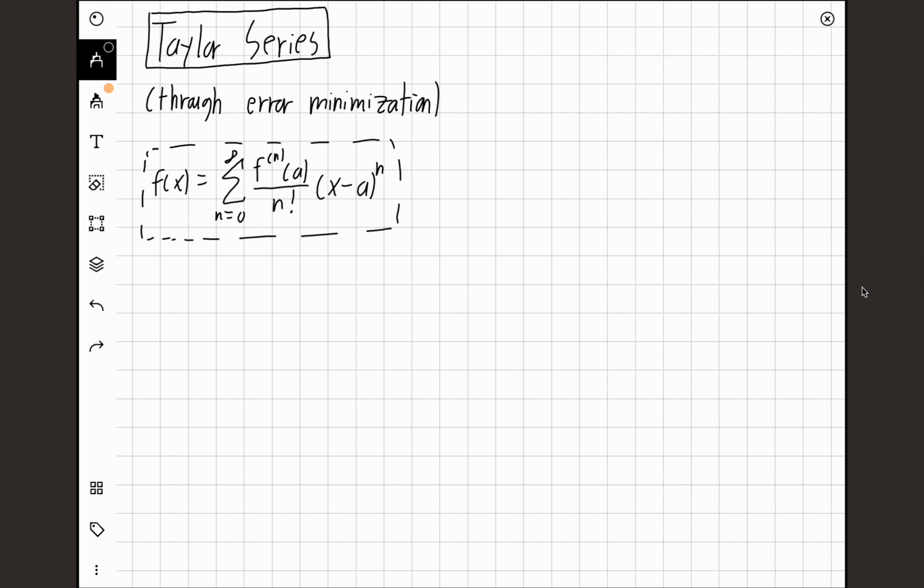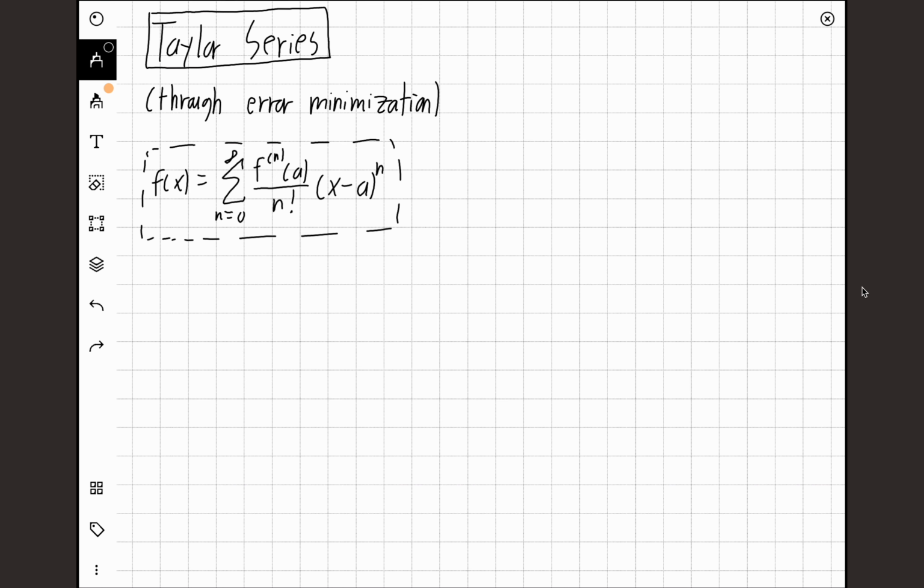Today we have a very interesting video. I'm going to be talking about the Taylor series, and we're going to derive the Taylor series for a function through error minimization, which I think is a more intuitive approach. It's really going to show you what the Taylor series is, and also why these polynomial estimations of a function, as you sum them from 0 to infinity, have to equal exactly our function if our function is infinitely differentiable.